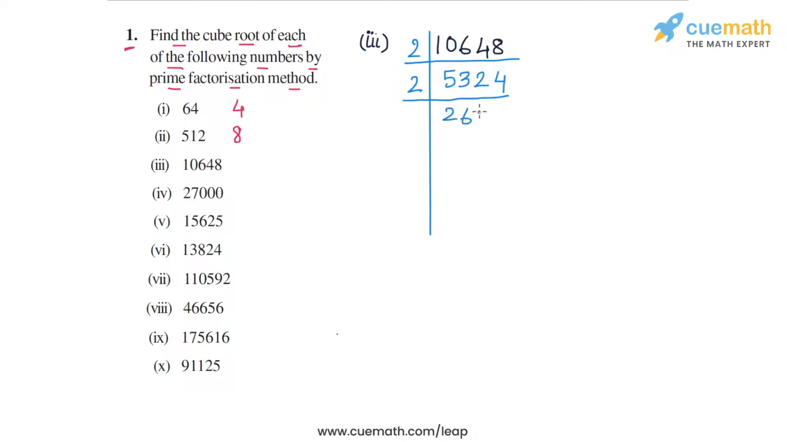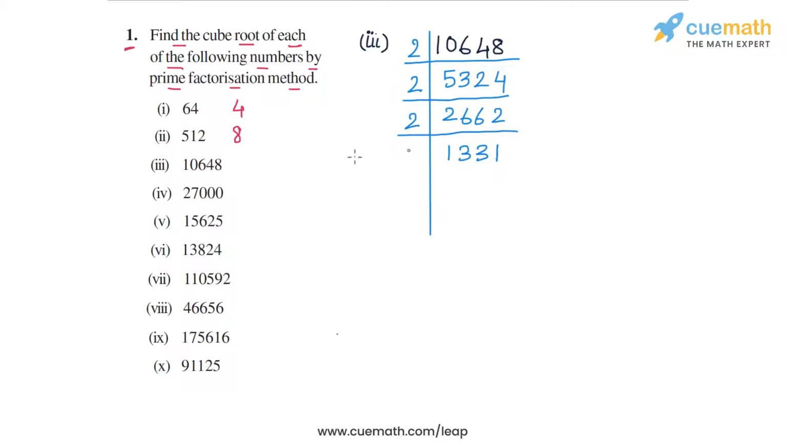Now coming to part 3, the number in part 3 is 10,648. So we will first prime factorize this number and then we will find its cube root. So this number is an even number, so we divide it by 2 and this gives us 5,324. This is still even, so we divide by 2 again and this gives us 2,662.